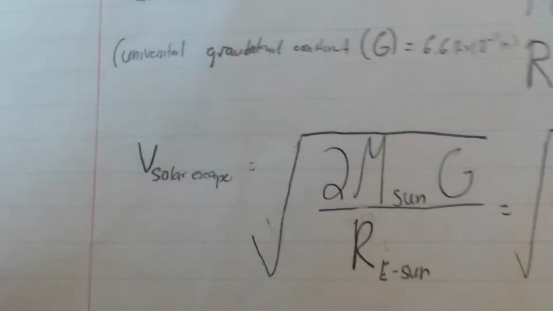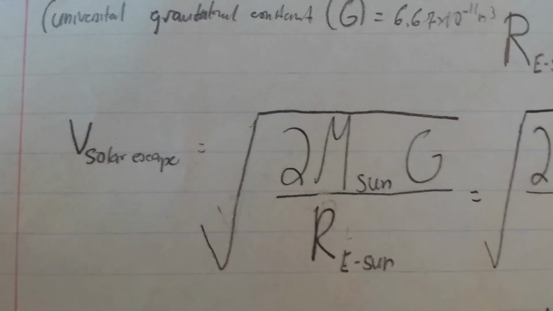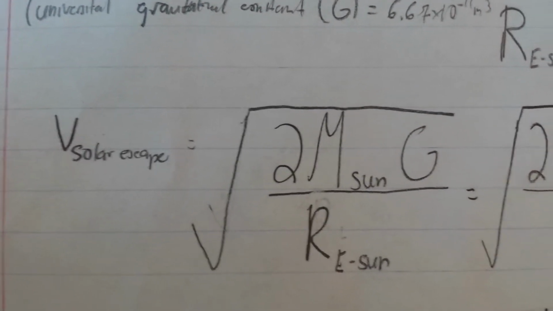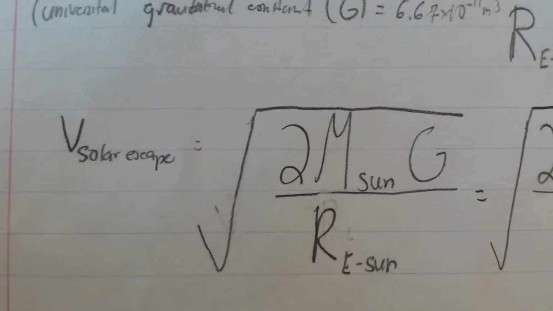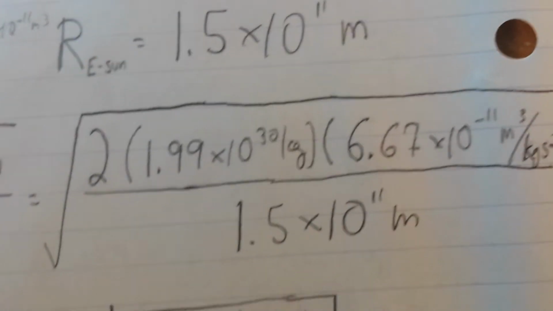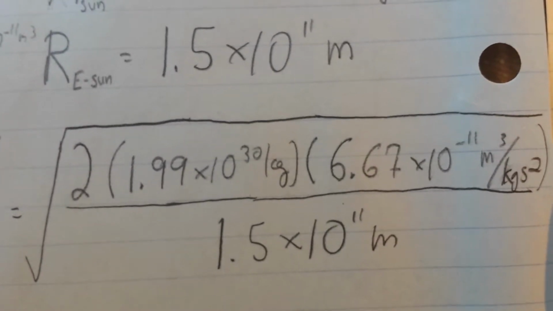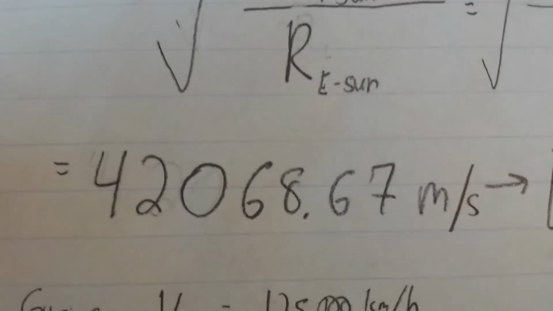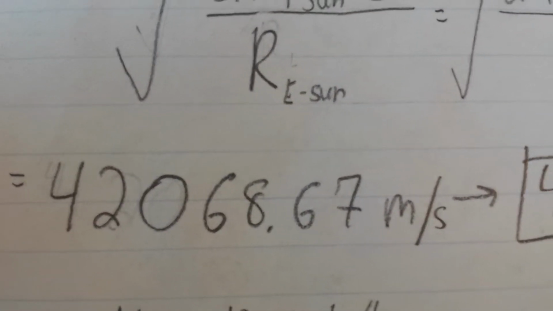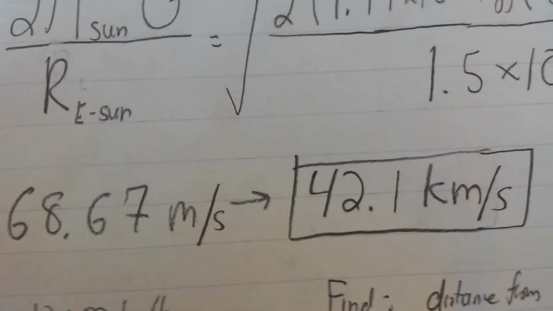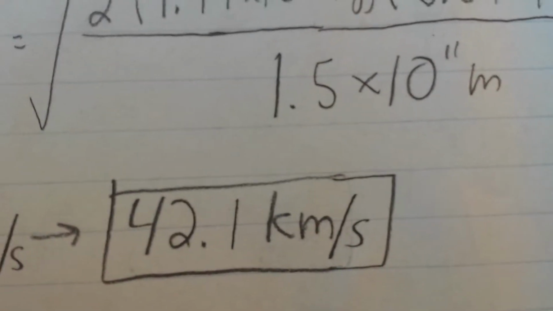11th. So, the equation for the velocity of solar escape is the square root of 2 times the mass of the Sun times the gravitational constant divided by the radius of orbit, which is from Earth to the Sun. Plugging in the values that we have above, it comes out to be this equation. If you were to plug that into your calculator, you would get this in units of meters per second. To simplify it, you would shorten it to 42.1 kilometers per second using the conversion factor of 1,000 from meters to kilometers to get this answer.